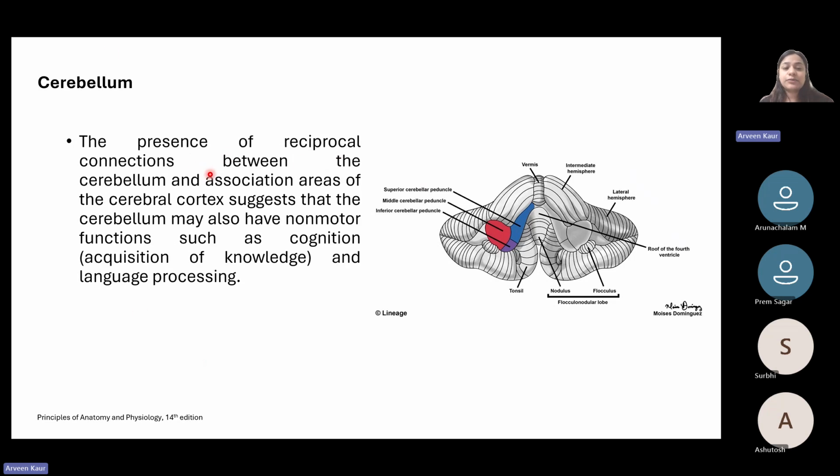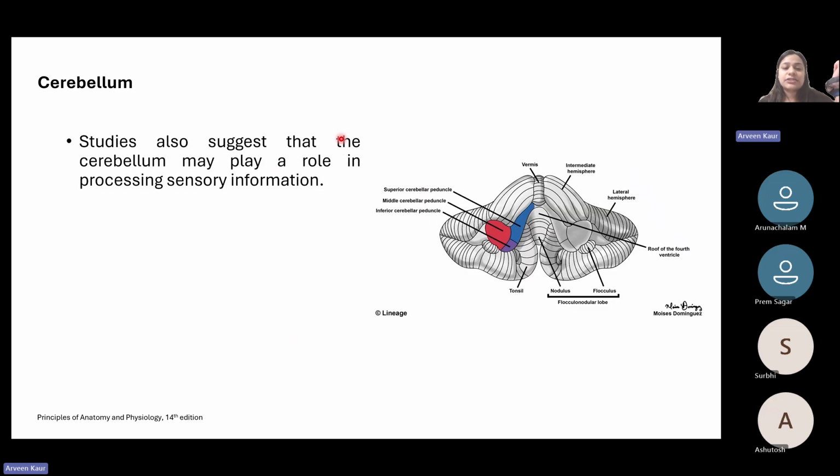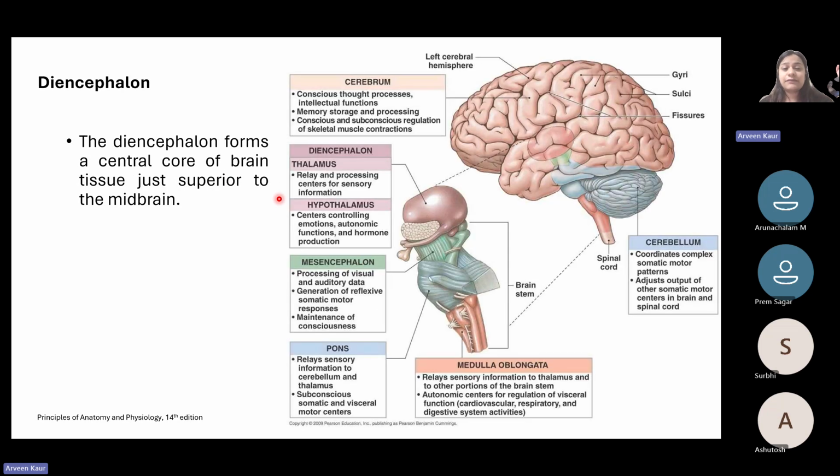The presence of reciprocal connections between the cerebellum and association areas of cerebral cortex suggests that the cerebellum may also have non-motor functions such as cognition, which is acquisition of certain knowledge, and language processing, right? This view is supported by imaging studies using MRI as well as PET scan. The studies also suggest that cerebellum may play a role in processing sensory information as well, right?